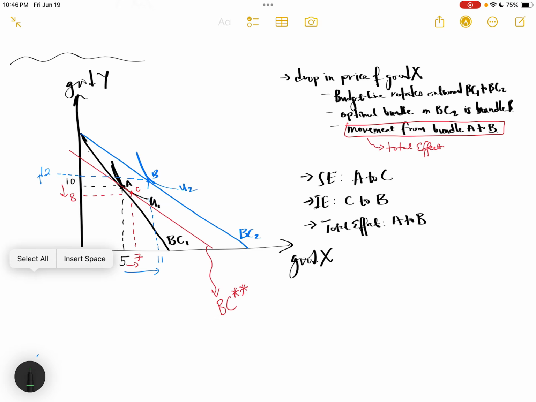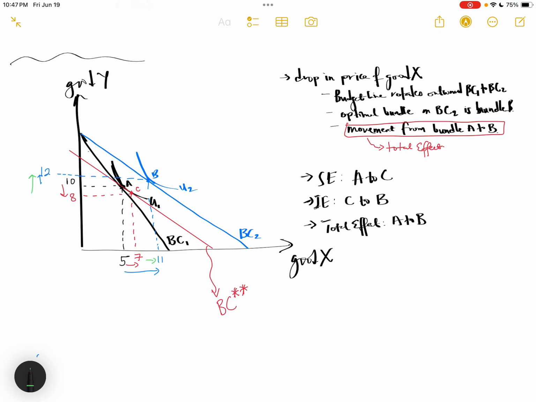The income effect is C to B. For C to B, you consume an additional 4 units of good X. And then C to B, the income effect, you consume an additional 4 units of good Y. I'm going to write that down, in case people got confused about what I was doing.